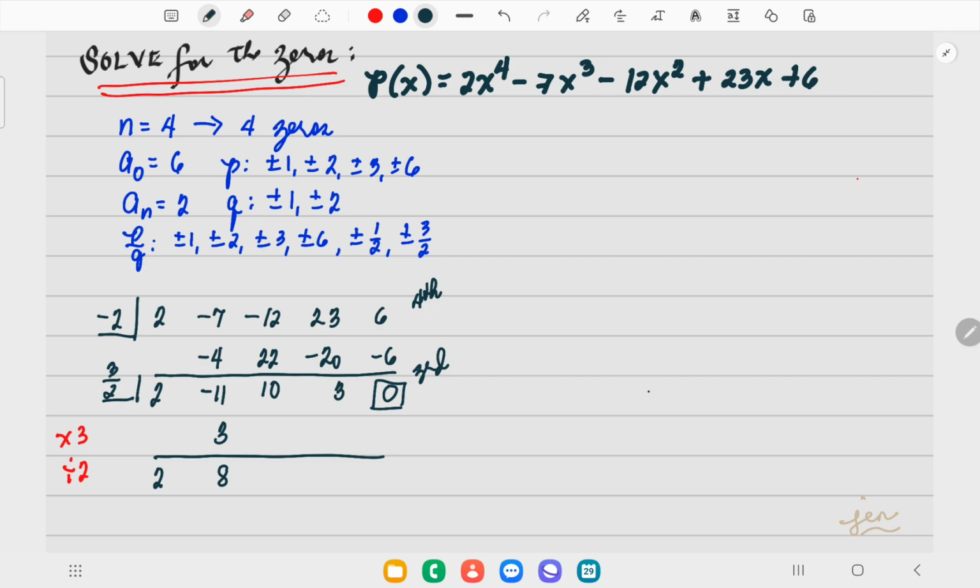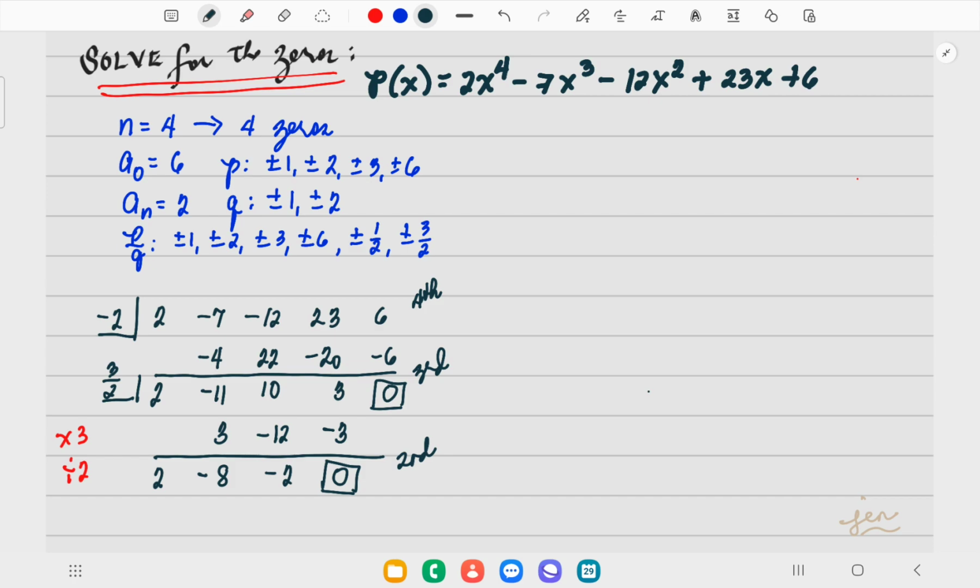Negative 8 divided by 2 is a negative 4. Times 3 is a negative 12. Add that to 10, giving you a negative 2. Negative 2 divided by 2 is a negative 1. Times 3 is a negative 3. We arrive at the zero remainder, which tells us that 3 halves is a zero of the polynomial. This is already our second degree equation.